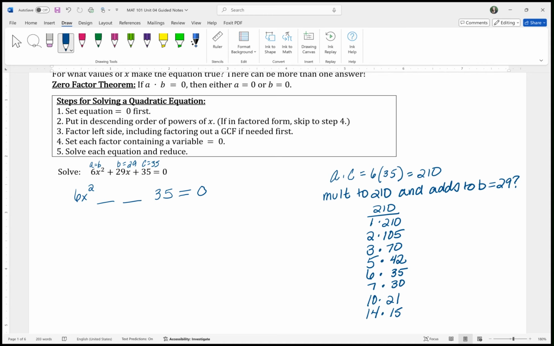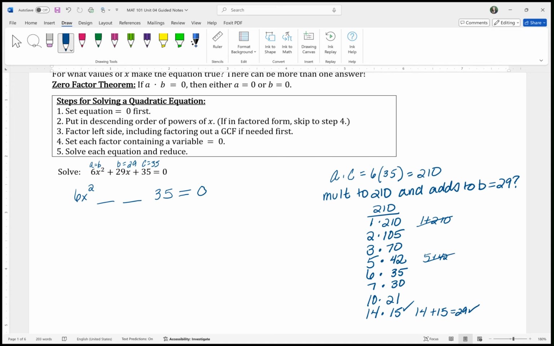And so if you start adding these together, I'm not going to write all of this out, but 1 plus 210 is not going to give me 29. Let's skip a little bit. 5 plus 42, that's not going to give me 29. So as you do that, you're going to see that 14 plus 15, that does equal 29. So we've got our multiply, we've got our add, and 14 and 15 are going to be the numbers in the blanks.